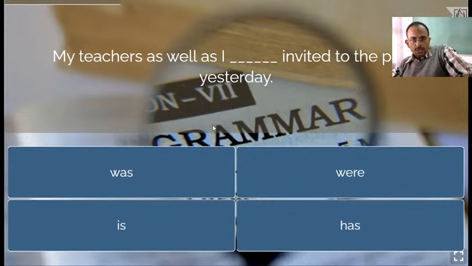Absolutely correct. Were should be the correct answer. Why? Let me tell you, dear students, always remember that whenever a sentence is connected by as well as, the verb will agree with the first subject. There are two subjects here: my teachers is one subject, the second subject is I. The two subjects are connected by as well as, so the verb will agree with the first subject. The first subject is my teachers.